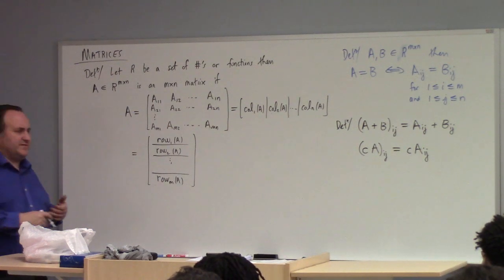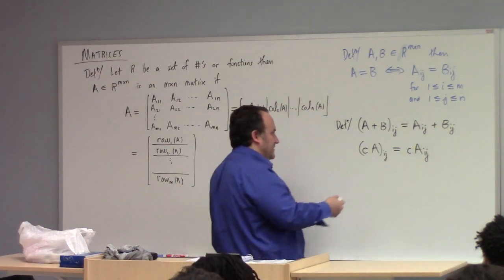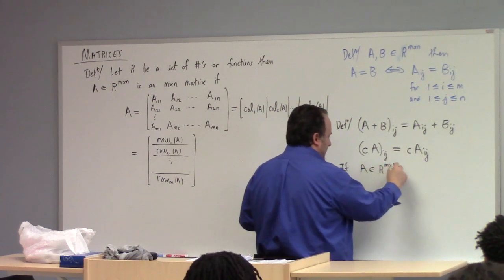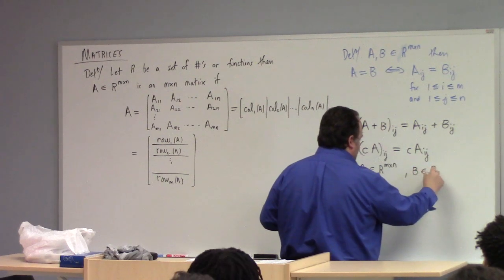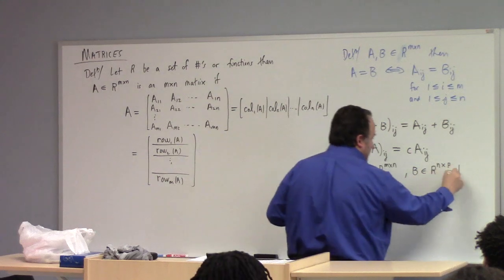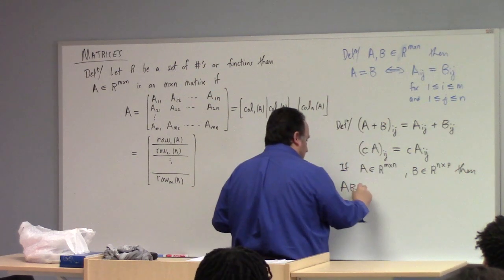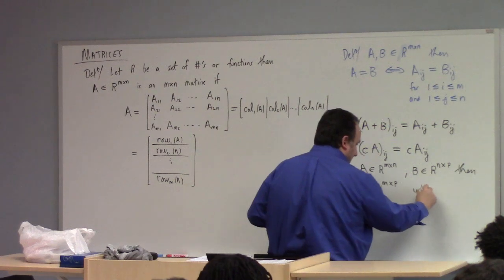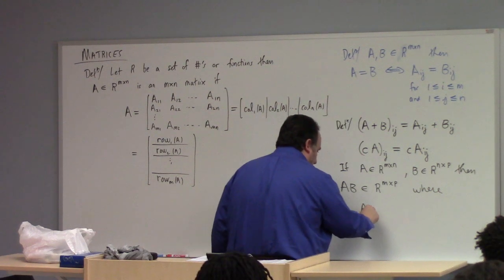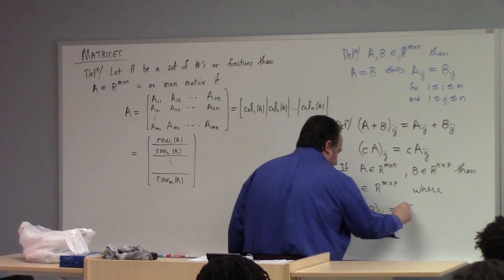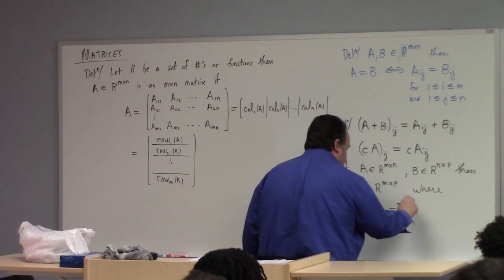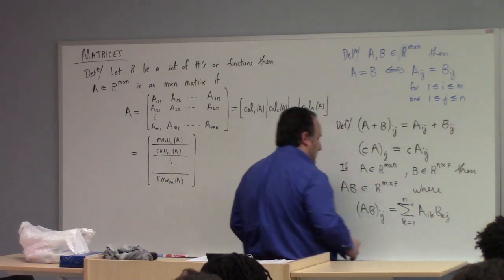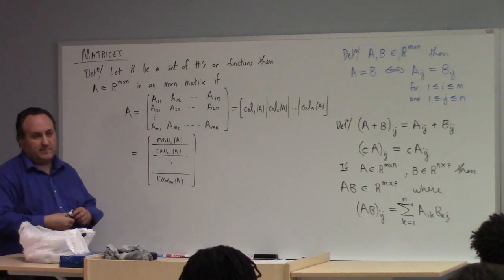And then much more interestingly, and perhaps the thing that we actually have to work a little bit more at, is if A is in R^(m by n), and B is in R^(n by p), then AB is an element of R^(m by p) where, here's the formula, (AB)ij is equal to a sum, k equals 1 to n, of Aik Bkj. So that is how we define matrix multiplication.